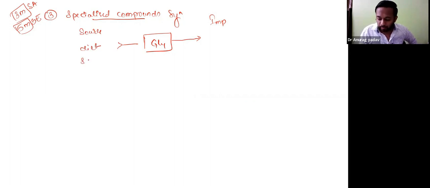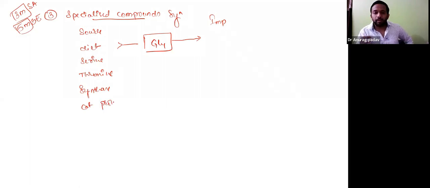Source can be from serine amino acid. Source can be from threonine. Source can be from synthase enzyme complex. Okay, fresh synthesis, and catabolism of an already existing protein. So if you catabolize the protein, again you will get small amino acids. In that you are going to get your glycine as well.